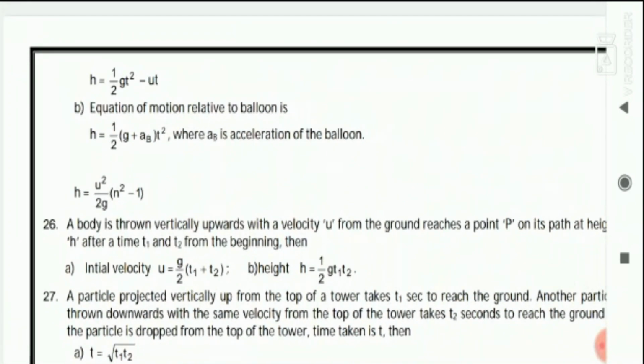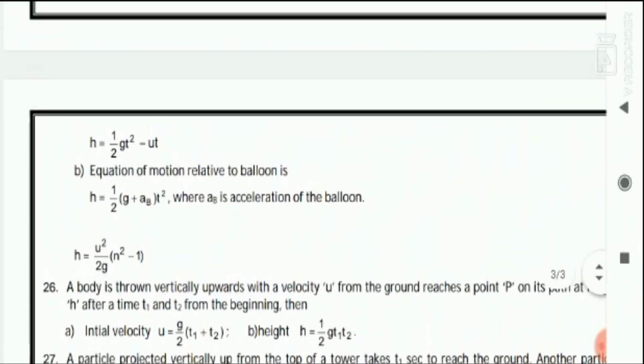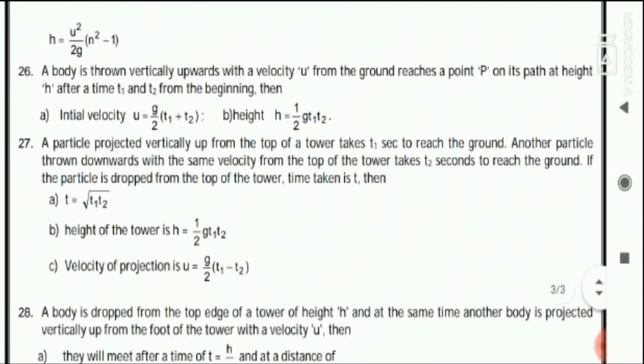Then the equation of motion relative to the balloon is h equals half (g plus a_b) t square, where a_b is the acceleration of the balloon. So I made these directly as ready-made formulae. The a_b value will be given, you have to substitute. The t value will be given, you have to substitute. You can find out the height from there. Similarly, u square by 2g into (n square minus 1). Like that, depending on the data given, you can use these formulae.